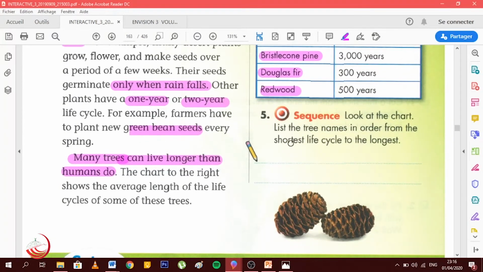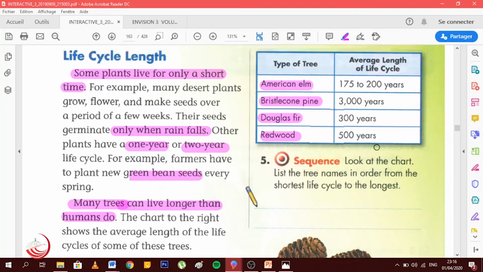So we go to number 5, sequence. Look at the chart. List the tree names in order from the shortest life cycle to the longest life cycle, and that should be easy. We just put them in order, put them in sequence from the shortest to the longest.